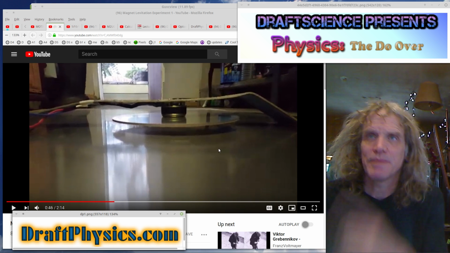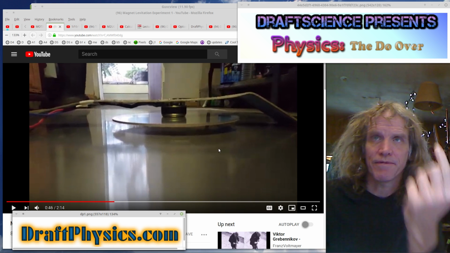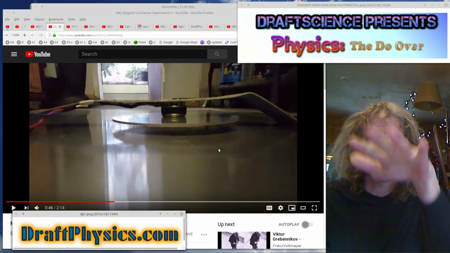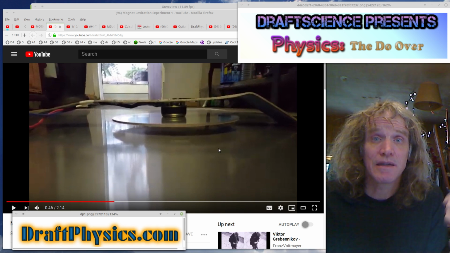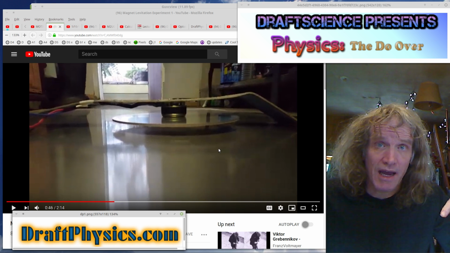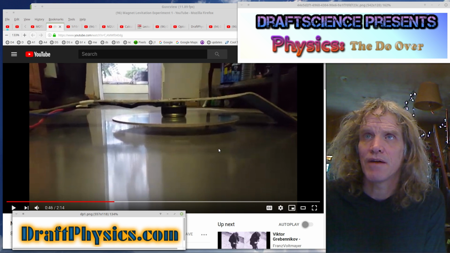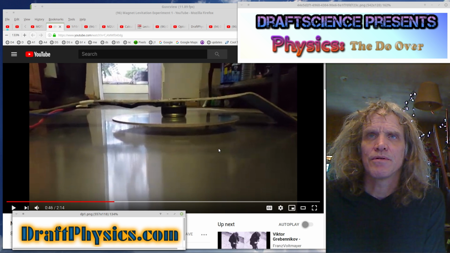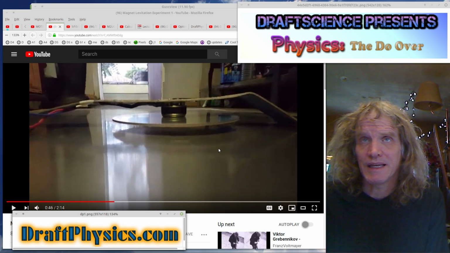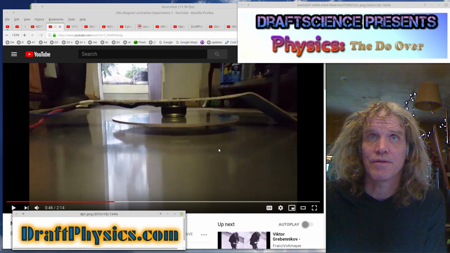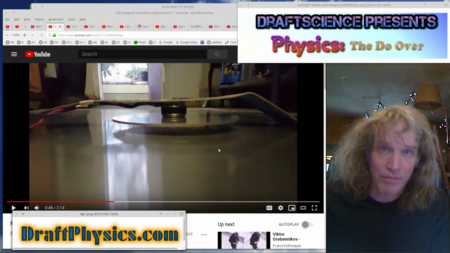Alright, so he spins this up really fast. So it's going fast and it levitates fine. And then he speeds it up faster, and instead of going up higher, it goes down. Not much, but it does go down instead of up. So there's two things that I think are the issue here. I'll do the simpler one first.